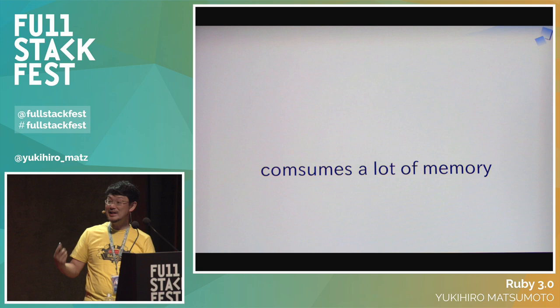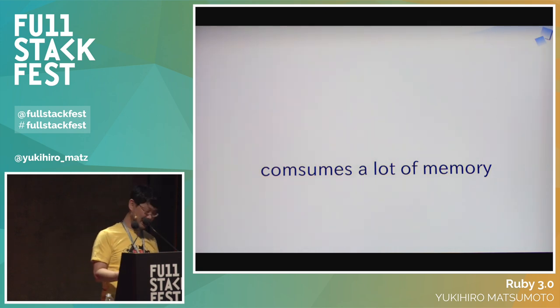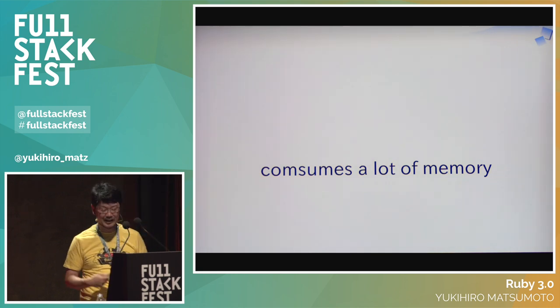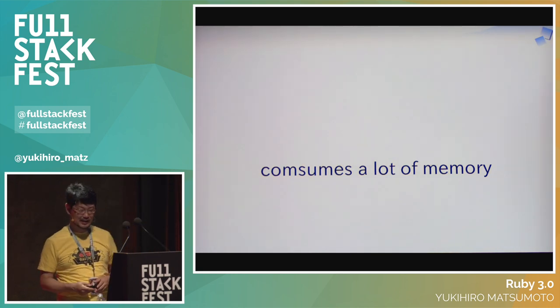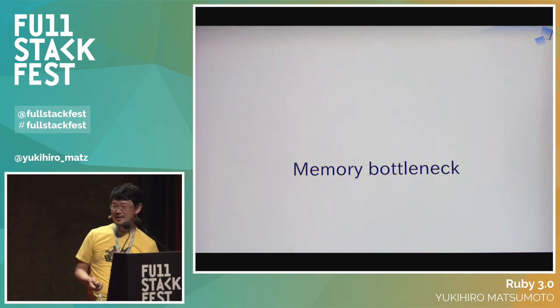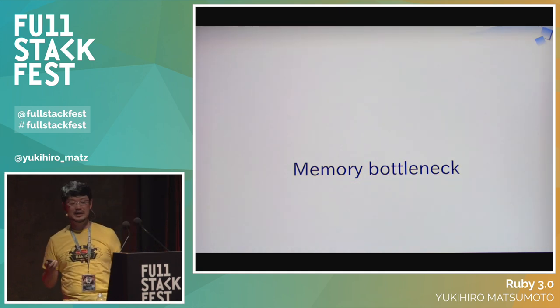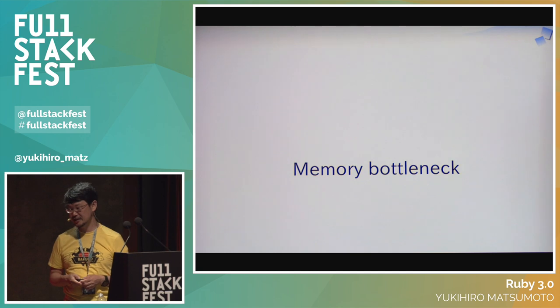Because of that kind of tracing, the tracing JIT compiles a lot of traces and consumes a lot of memory. But the bad part is that recently it has become very easy to hit a memory bottleneck.